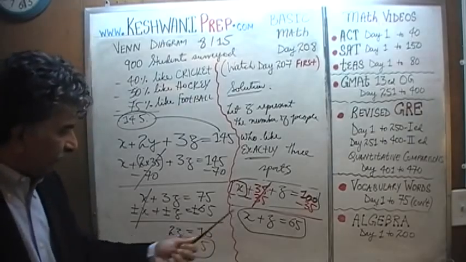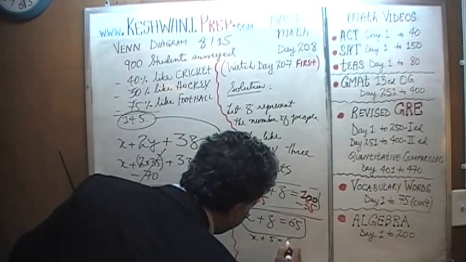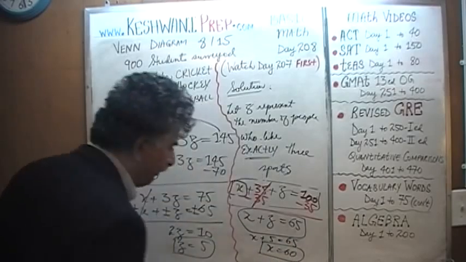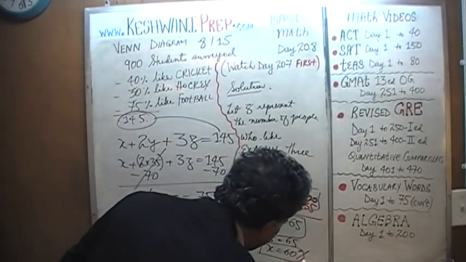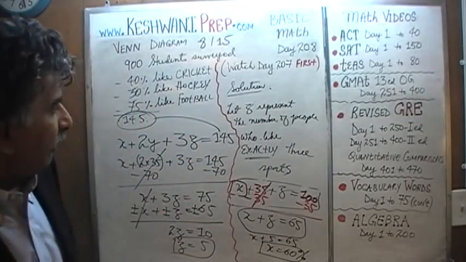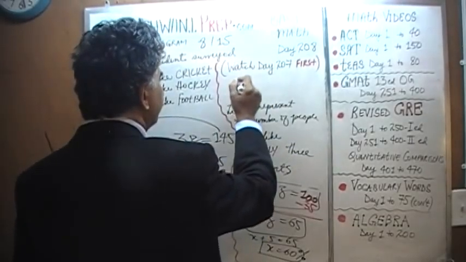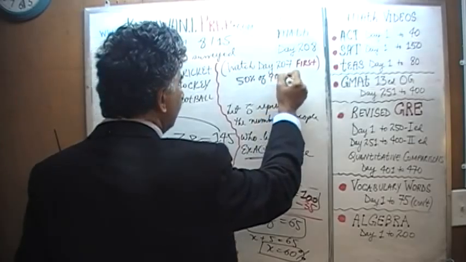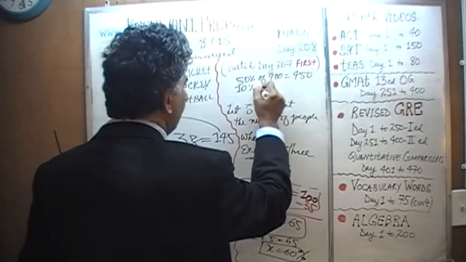But we were not interested. The question is not asking how many people are engaged in all three activities. The question is asking how many people like exactly one sport. We are interested in solving for x. z is equal to 5. x plus 5 equals 65, and therefore x must be 60. Now keep in mind that the 60 there is actually 60%. So at the end, all we have to do now is to figure out what is 60% of 900.